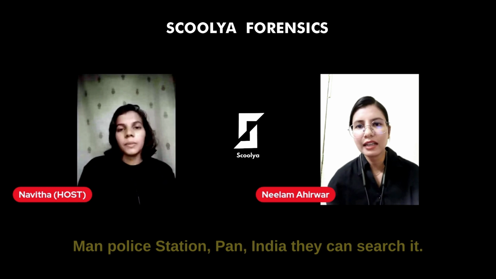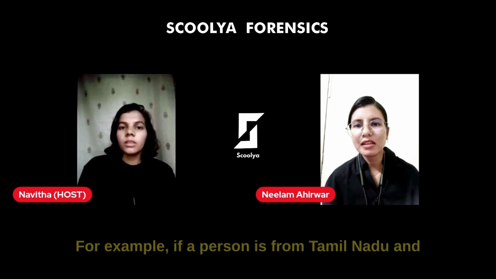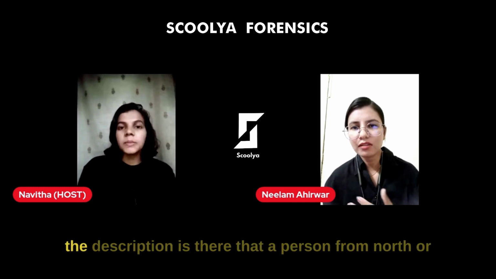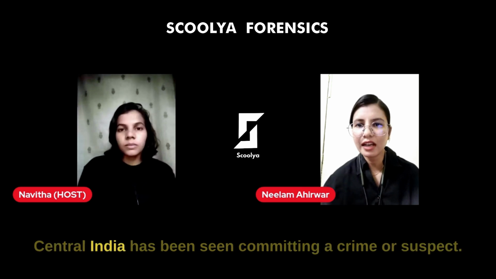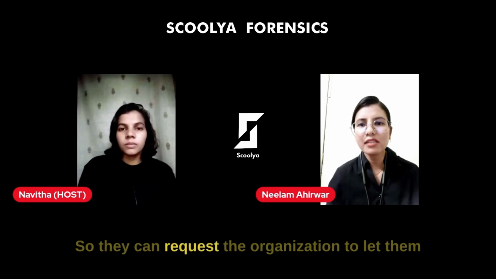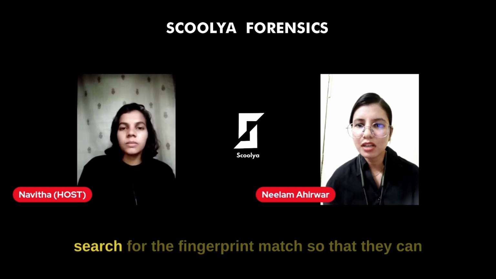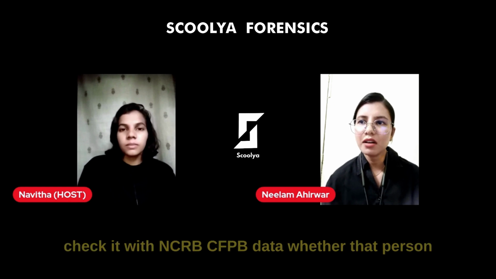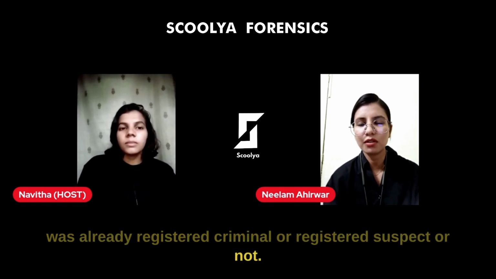Police stations pan India can search it. For example, if a person is from Tamil Nadu, and the description says that a person from North or Central India has been seen committing a crime or is a suspect, they can request the organization to let them search for the fingerprint match, so that they can check it with the NCRB CFPB data, whether that person was already a registered criminal or registered suspect or not.